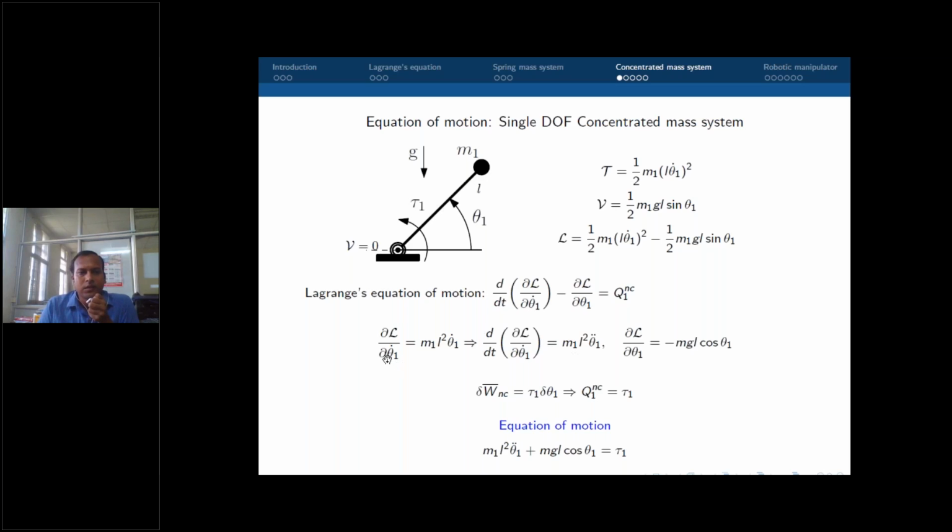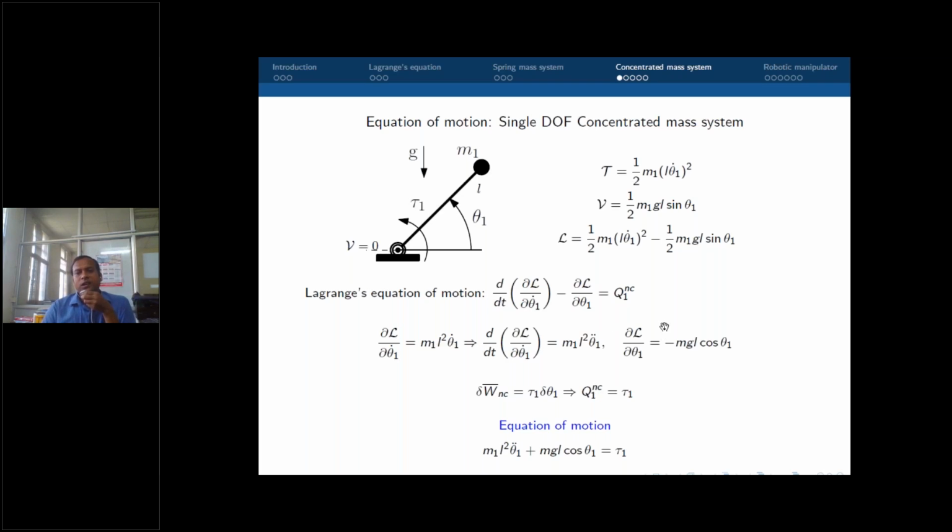And then take the differentiation of the Lagrangian with respect to theta 1 dot, and then take the time derivative, that gives you m1 L square theta 1 double dot. And the derivative of the Lagrangian with respect to theta 1 equals minus m1 g L cos theta 1. Here I have somehow corrected that mistake, a typo. And then what is the non-potential virtual work done by this externally applied torque? This is the torque multiplied with the virtual displacement delta theta 1, and then the generalized force here is equal to tau 1.